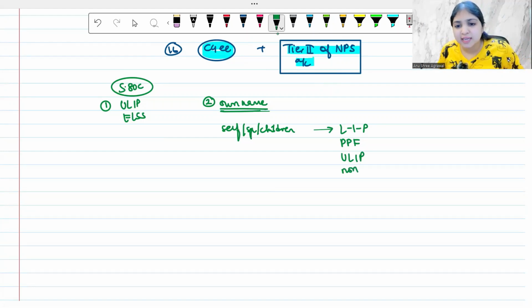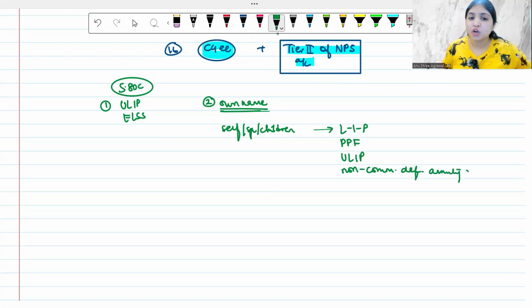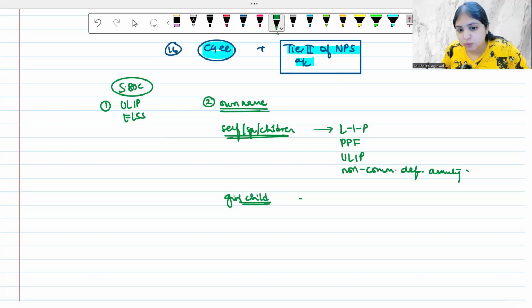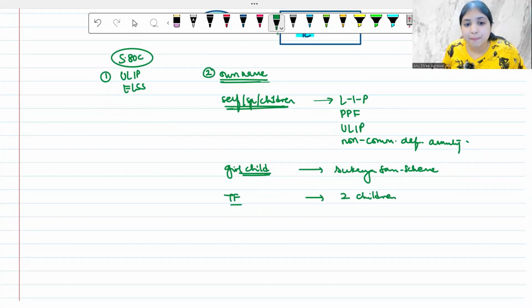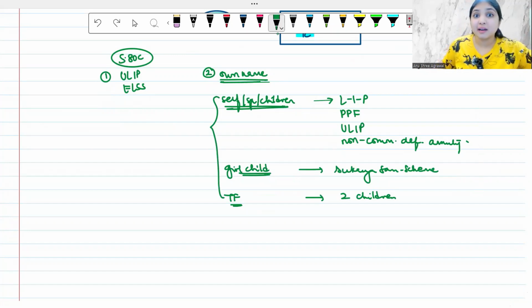And one more point we had seen in between, remember, non-commutable deferred annuity. In these four places, the contribution can be in the name of self, spouse, children. What are the four, guys? Life insurance premium, PPF, ULIP. Then in the name of assessee's girl child, we had one point over here, the Sukanya Samriddhi scheme. Sukanya Samriddhi scheme was in the name of the girl child. Then we had one more point, which was tuition fees. Tuition fees can be for two children of the assessee. So apart from these three adjustments, everything else under 80C has to be in assessee's own name.